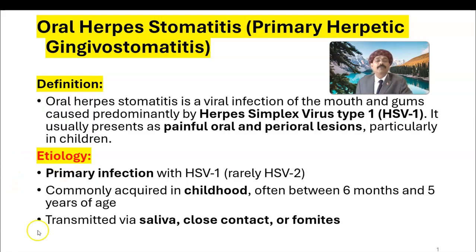Etiology: primary infection with herpes simplex virus 1, rarely herpes simplex virus 2, commonly acquired in childhood, often between 6 months and 5 years of age, transmitted via saliva, close contact, or fomites.